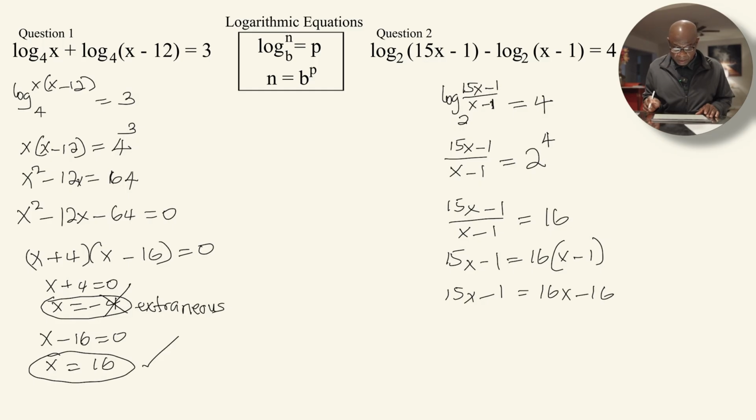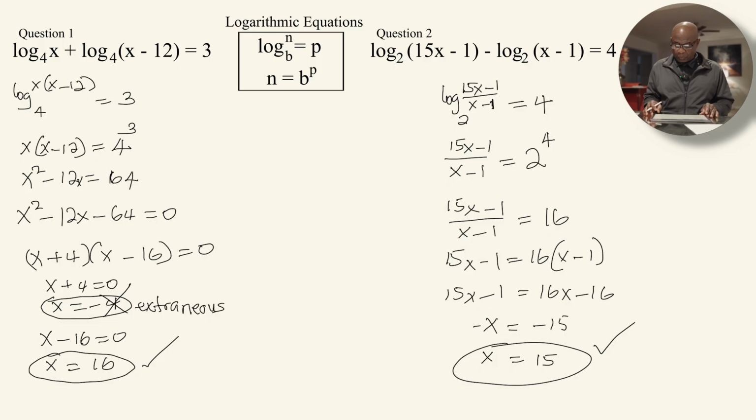Now we solve for x. Negative x is equal to negative 15. That means x is equal to 15. And that's our solution here. You can plug it back into the equation and it's going to give you the right answer, 4.